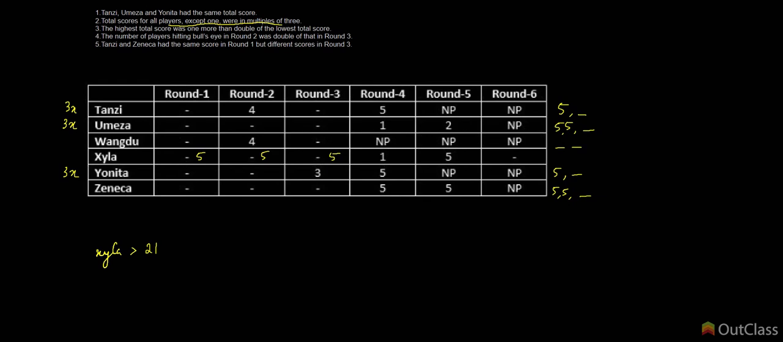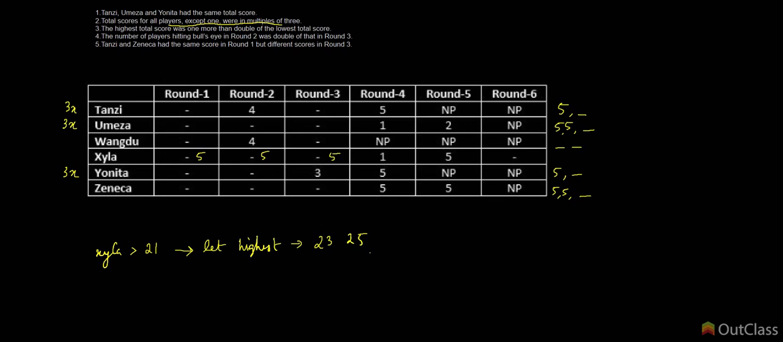If the highest scorer is one more than double the lowest score, so highest is an odd number. One more than double will be an odd number. So if you assume Zyla is the highest, then Zyla has to be an odd number, so it could be 23, which is possible by putting a 2 here, or 25 by putting a 4 here. You can't have 27, that would require a 6, not possible. So it's either a 2 or a 4 with a sum becoming either 23 or 25.